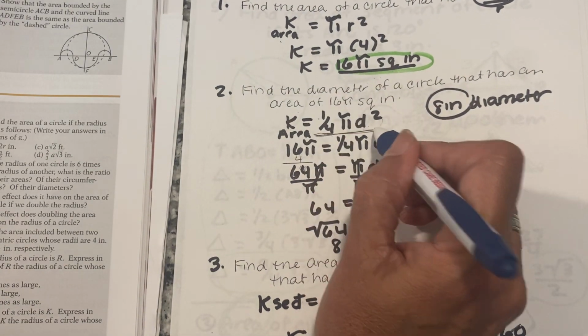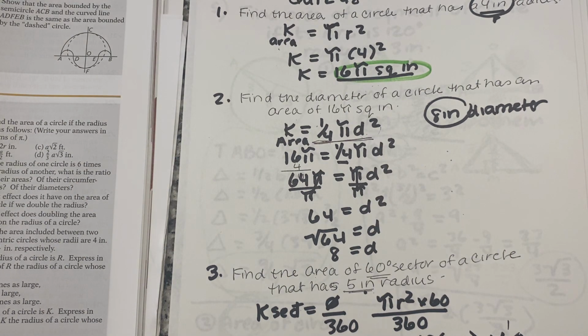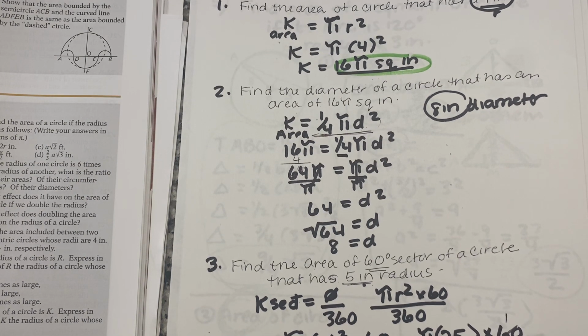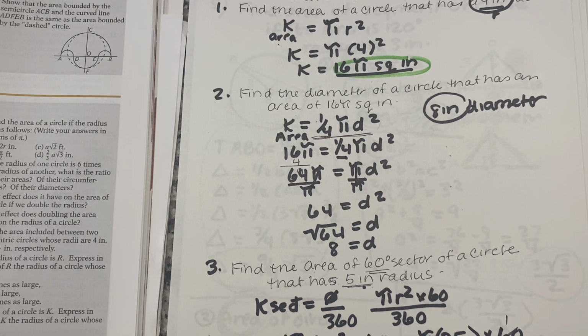That's for the diameter, when you're using the diameter of a circle. You could take half of this in the midst of this, but we're dealing with pi in there.